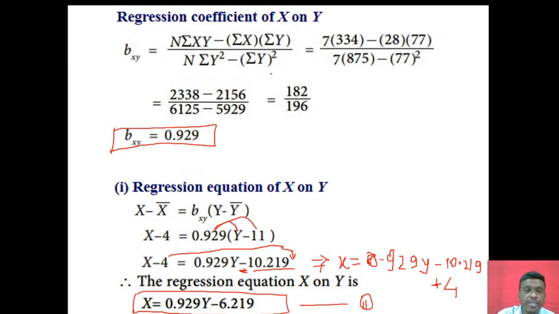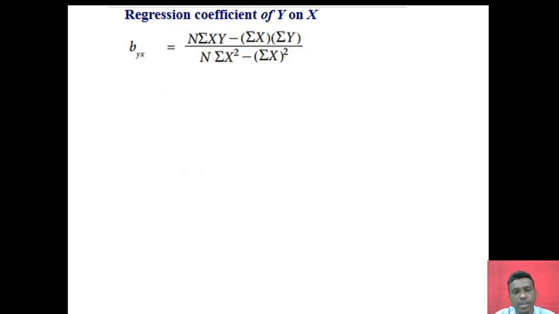Then the next step is you have to find out the regression coefficient of y on x. Same steps again, only thing is x on y we have done, now we have to find out y on x. So let's do it. Regression coefficient of y on x. Write down the formula, substitute. The steps remain the same.